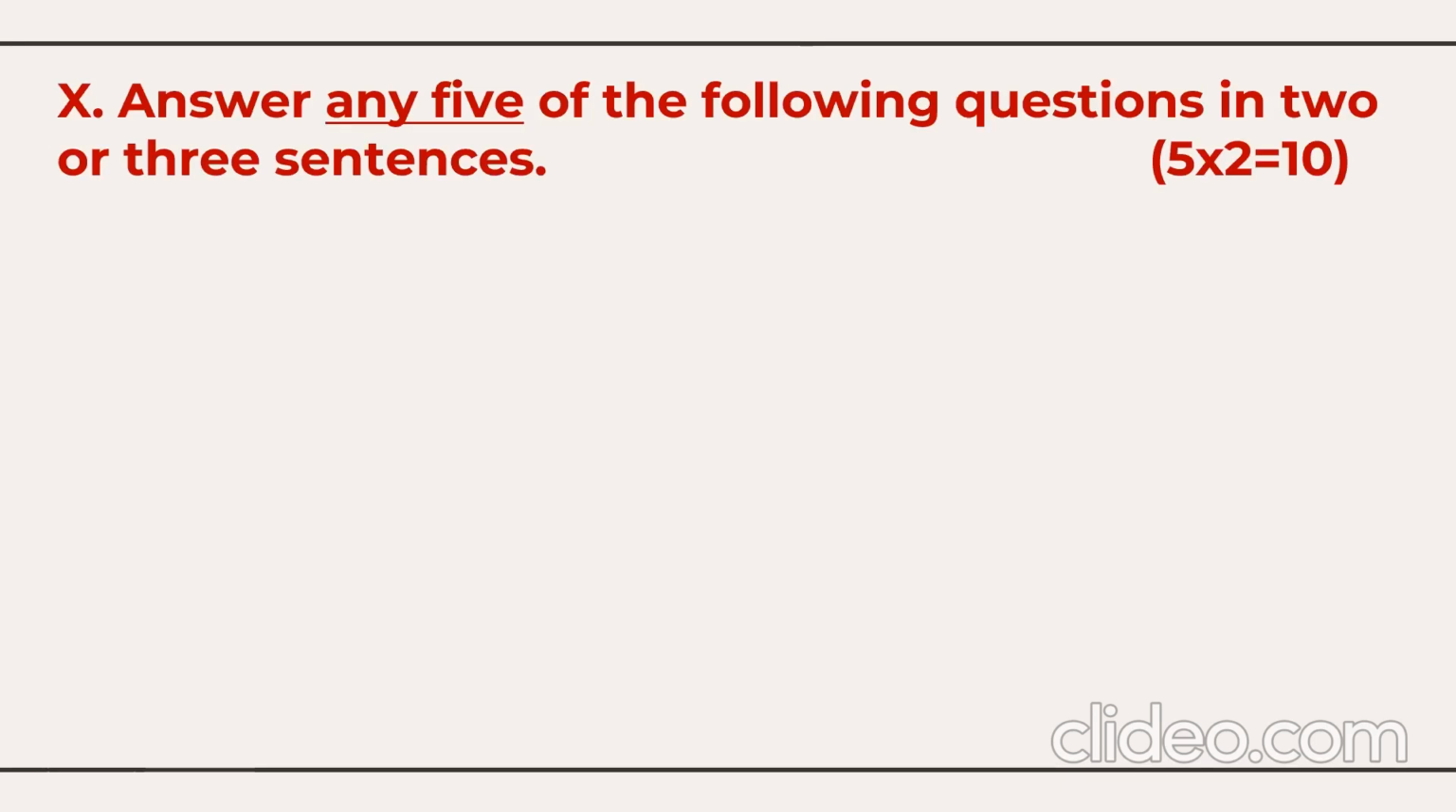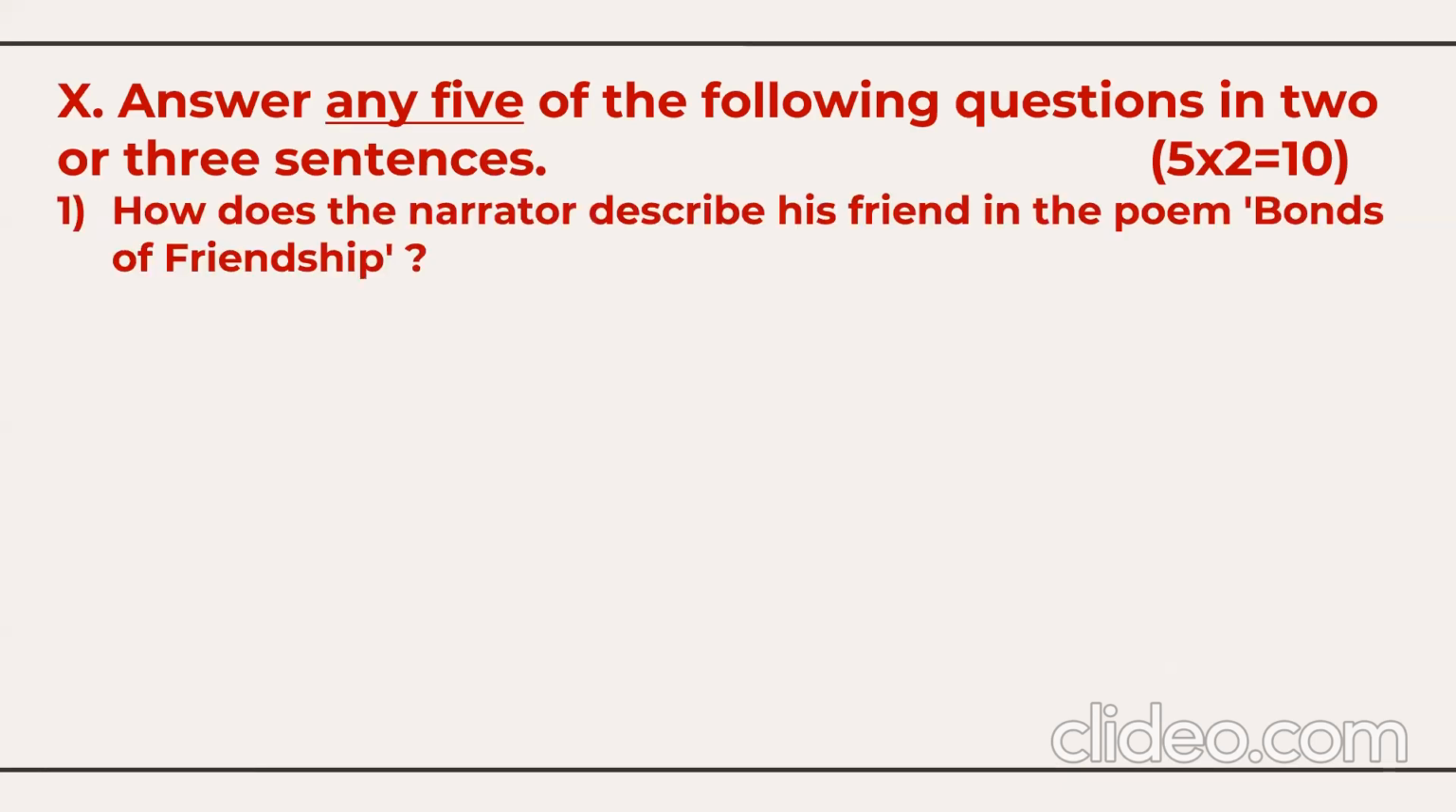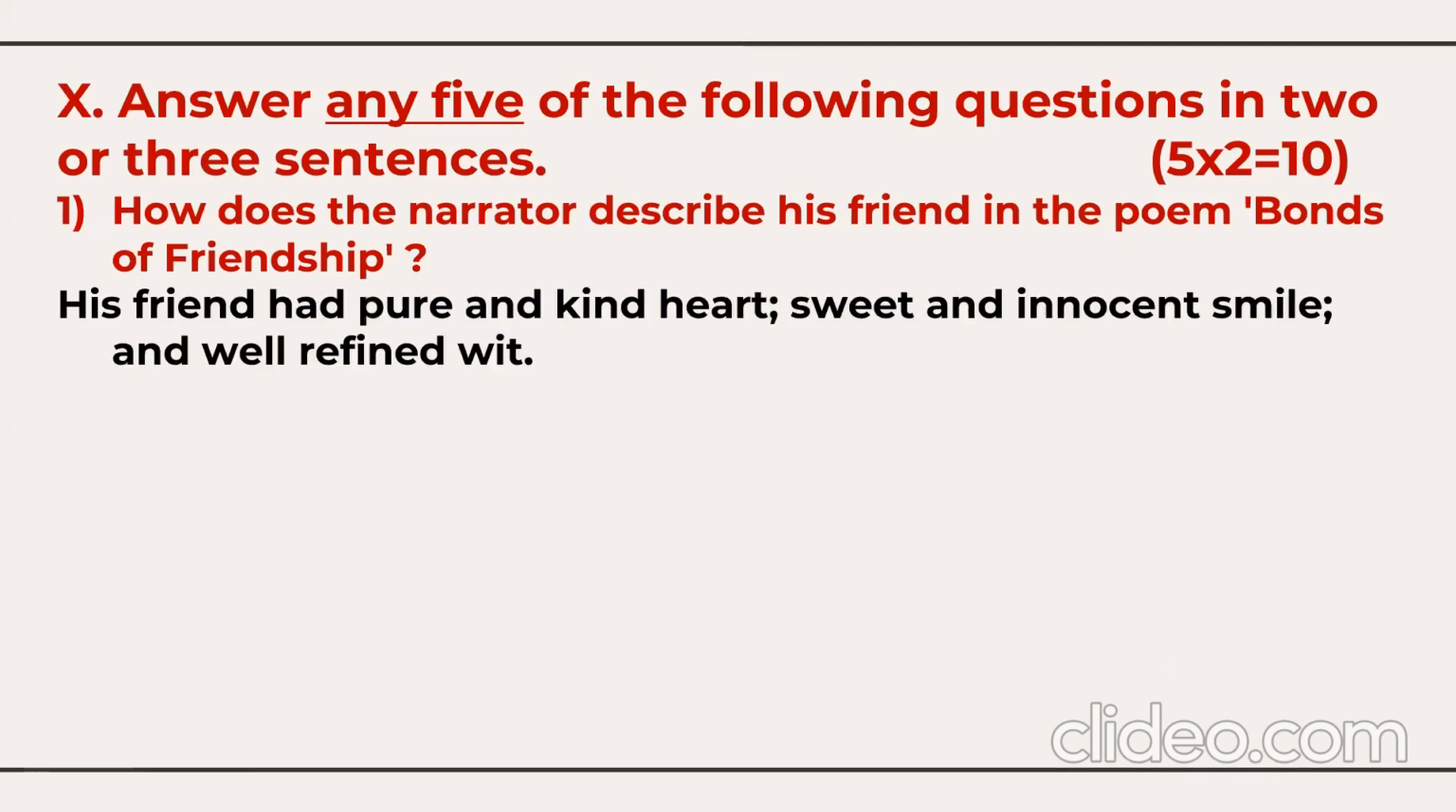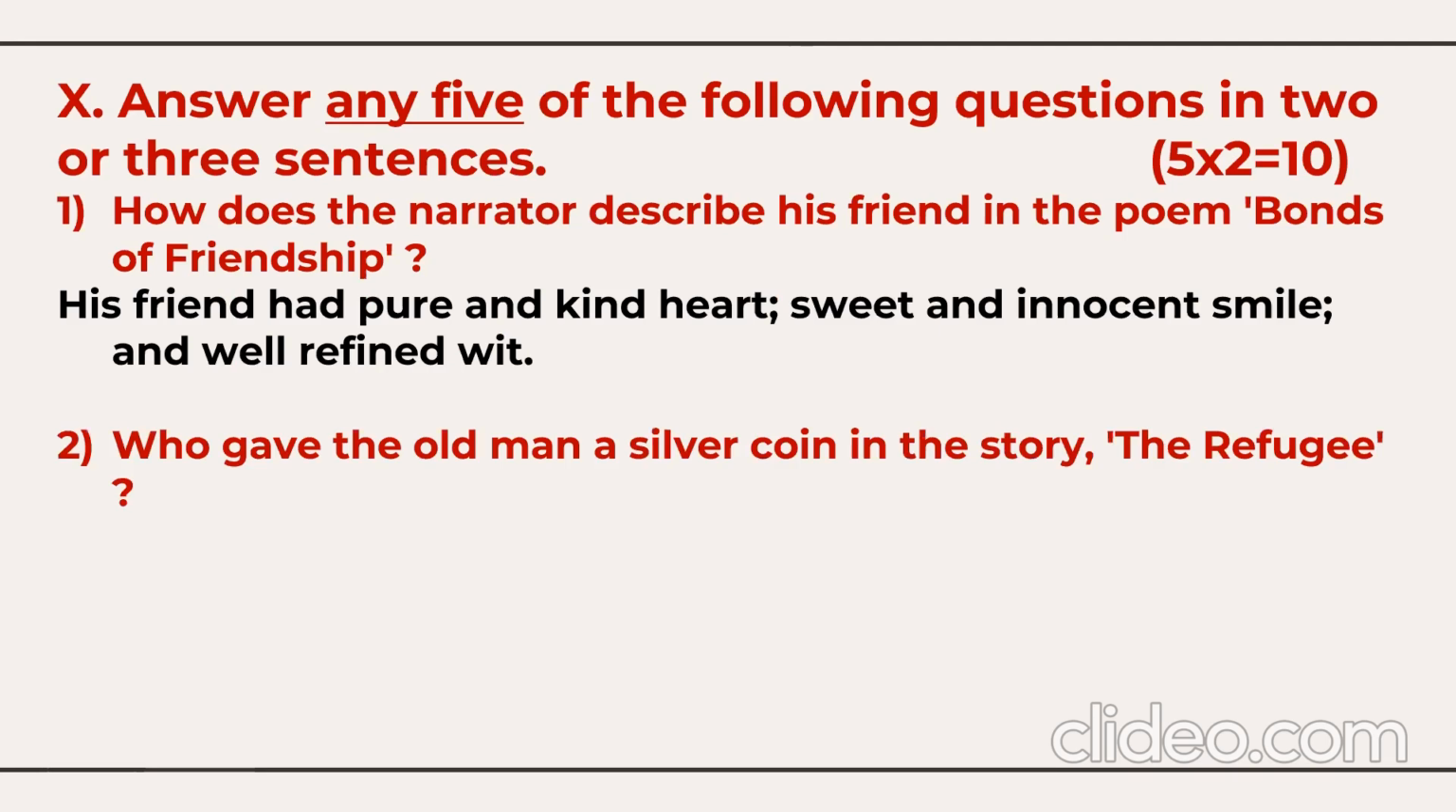Out of 7 questions, you need to opt 5. Question number 1: How does the narrator describe his friend in the poem Bonds of Friendship? His friend had a pure and kind heart, a sweet and innocent smile, and well-refined wit, according to the narrator. Who gave the old man a silver coin in the story Refugee? A passerby gave the old man a silver coin.